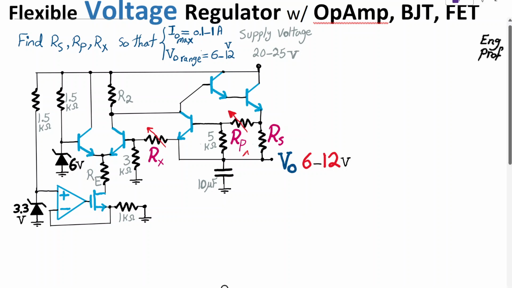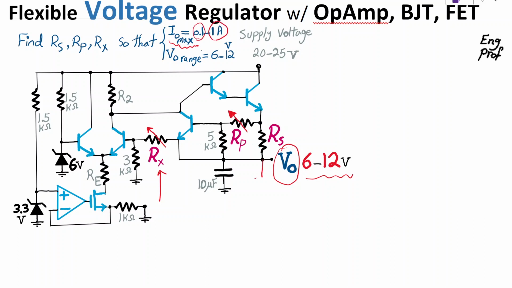In this flexible or adjustable voltage regulator designed using a number of bipolar junction transistors, an op-amp, a Junction Field Effect Transistor (JFET), and 2 Zener diodes, we want to see how we can find RS, which is this saturation resistor, and RP, this potentiometer or variable resistor shown here, and then this RX, this potentiometer or variable resistor, so that we have the flexibility of adjusting the output voltage range to 6 to 12 volt fixed, and we can also adjust the maximum current between 0.1 to 1 amp.